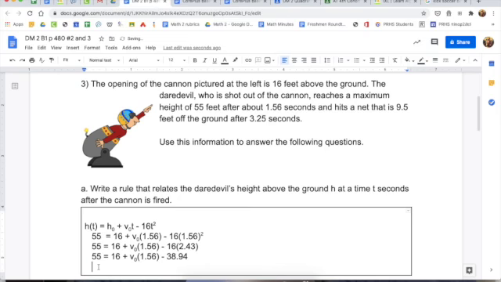Once again, I'm just going to copy and paste this down here. And let's look at some numbers that we can combine. We've done multiplication. I don't see any divisions. So how about some additions and subtractions? This negative 38.94, that's a constant. And this 16 is a constant. And then lastly, there's a constant on the other side. So let's combine some like terms.